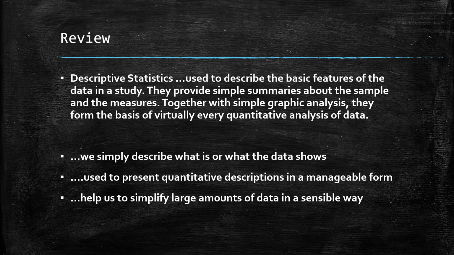You got a description for the overall age of the group. You got a description for the overall work-life summary of the group. So you had a pretty good idea of what your sample population looked like using those descriptive measures. And we use those descriptive measures because we simply want to describe what is, or what our data shows. We use it to bring the quantitative descriptions down into a manageable form, something that makes sense, and help us to simplify those large amounts of data in a sensible way. That's what we've done up to this point in this class.